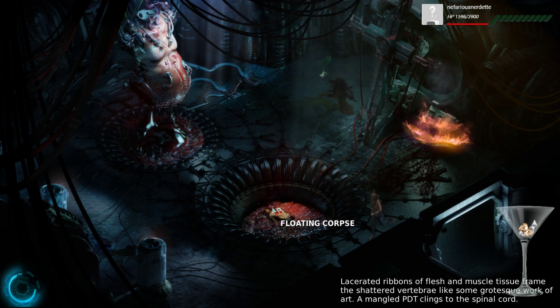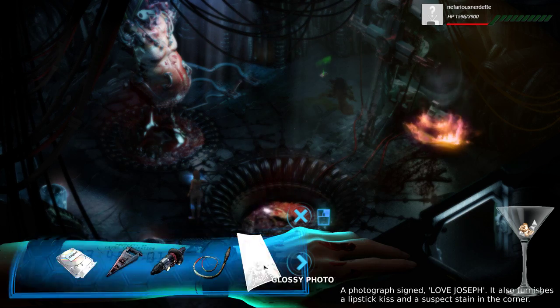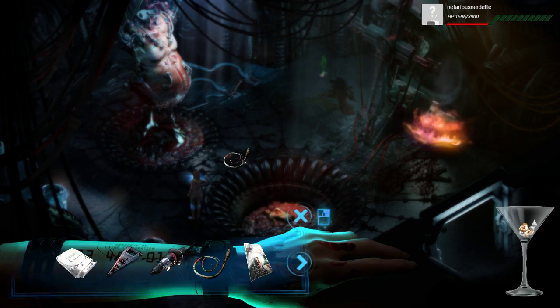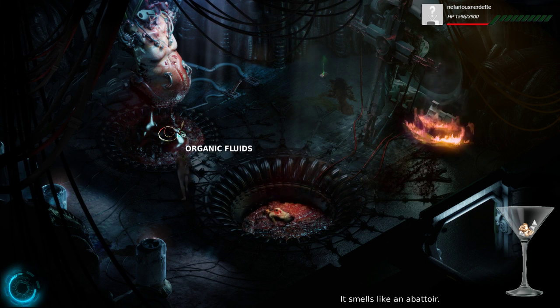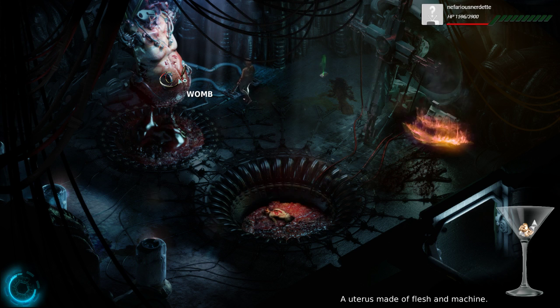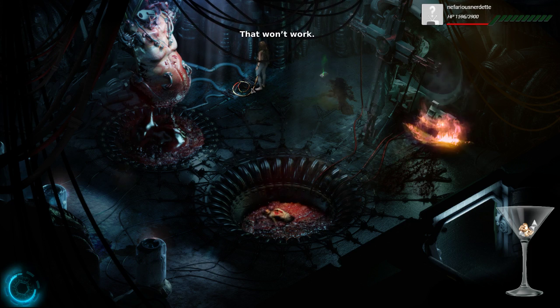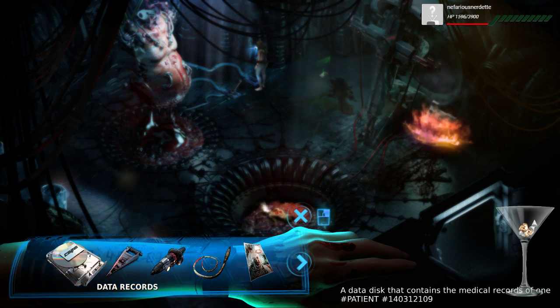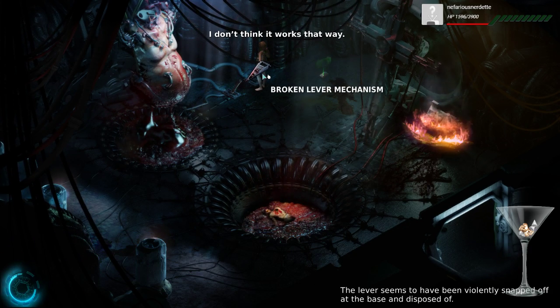All right, so we definitely need to get this body. If I just click on it, can you grab it? No? Alright. What else we got? I still think maybe whipping the thing. That won't work. Broken lever mechanism. Right, okay. I don't think it works that way.